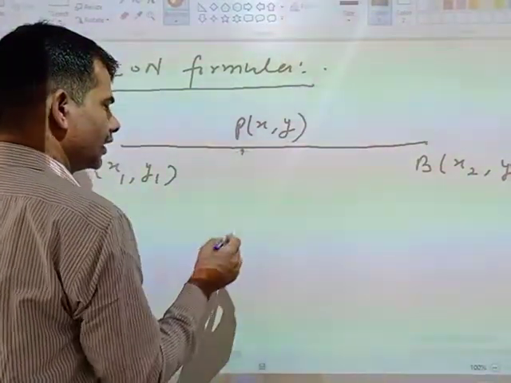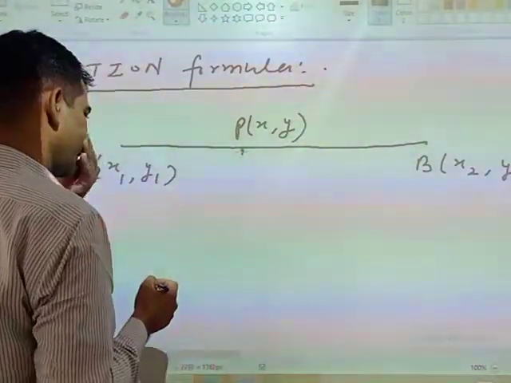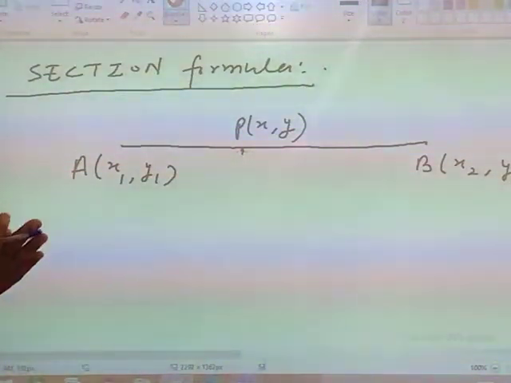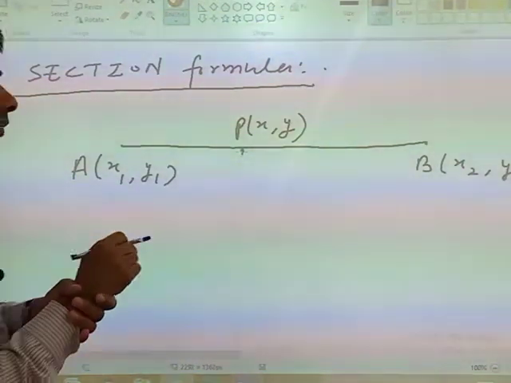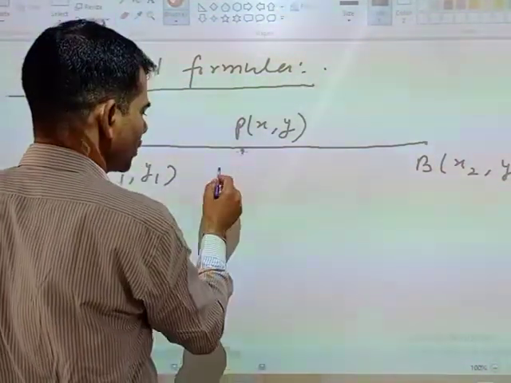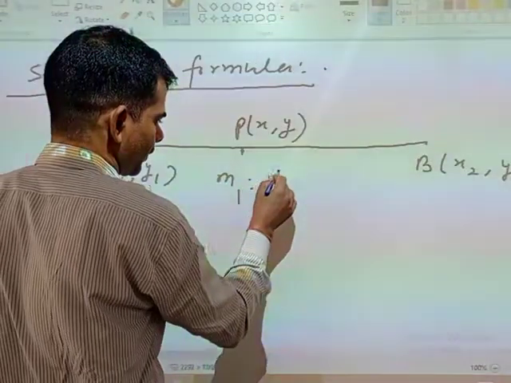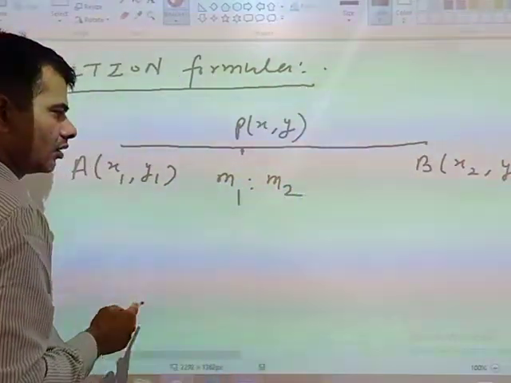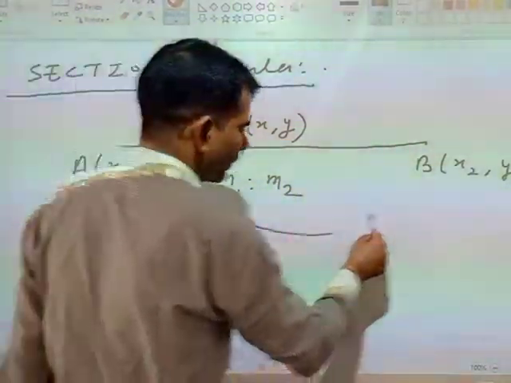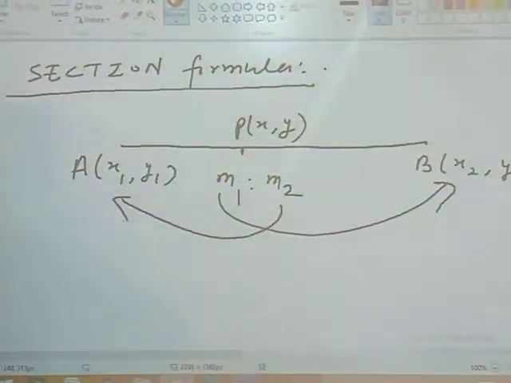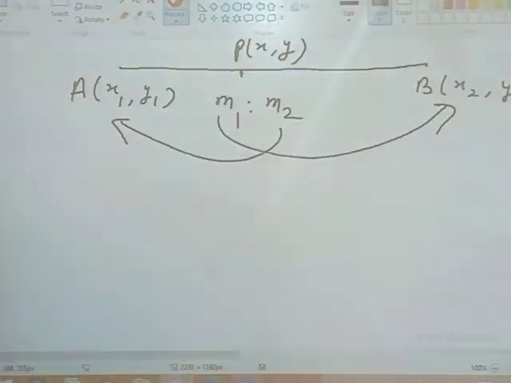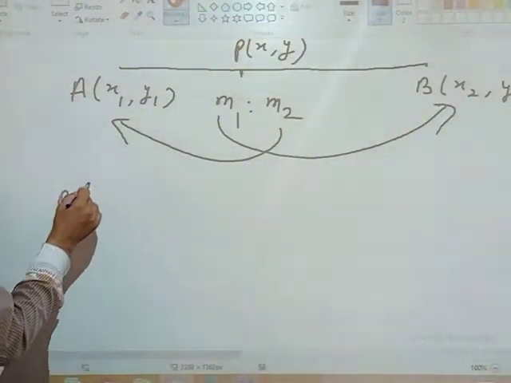Now we will divide the line segment AB with point P x y in the ratio of m1 ratio m2. Now m1 is multiplied to this side and m2 is multiplied to this side, and we will find out the coordinate of P x y.